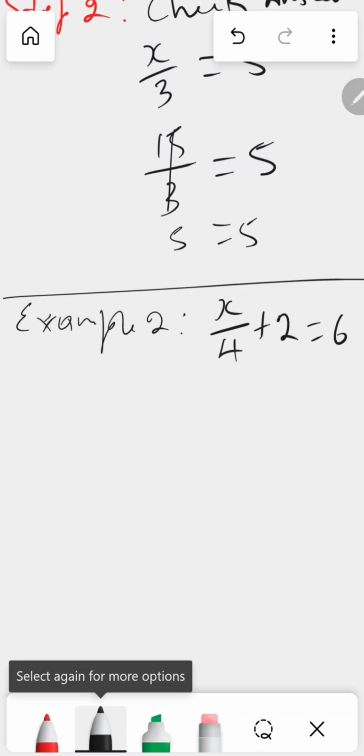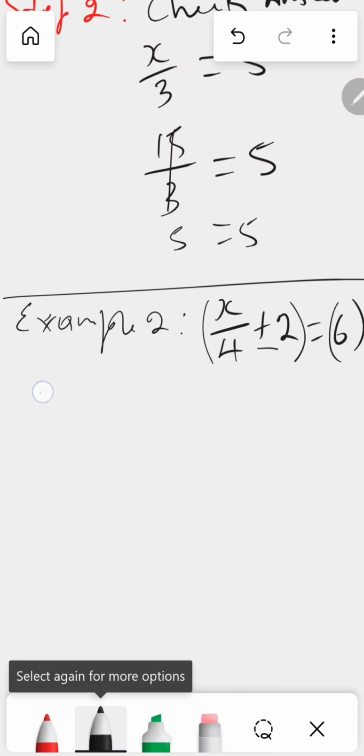Alright, moving on to our second example. We have x over 4 plus 2 equals 6. In this case, what we need to do is we are going to subtract 2 from both sides. So this is one side of the equation and this is the other side, and we are going to subtract 2 on both sides, because we're adding 2 here, we are going to take it away.